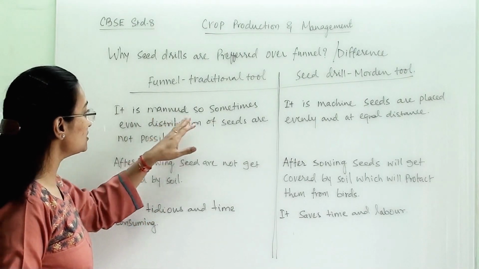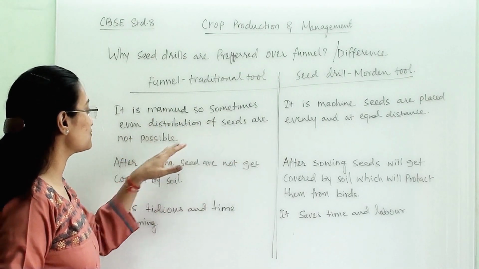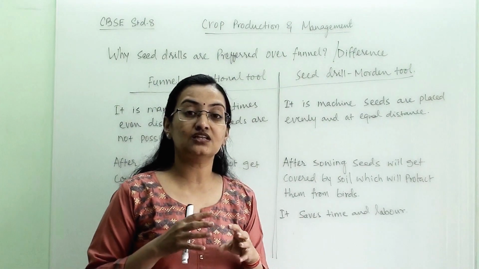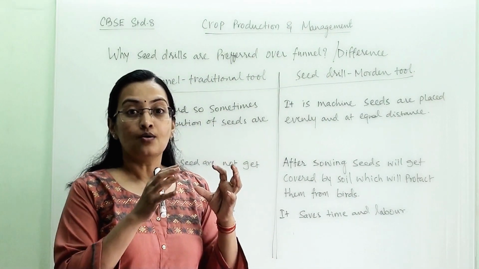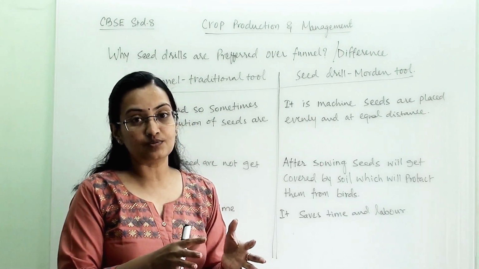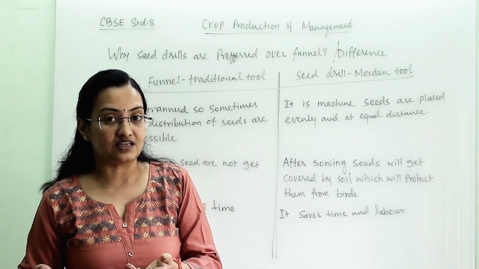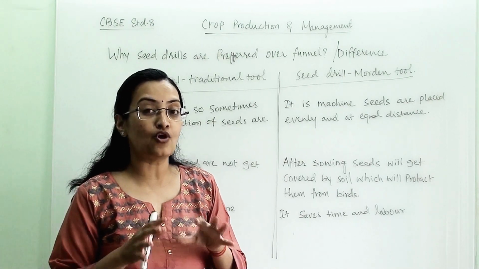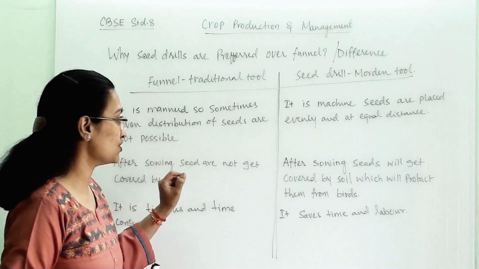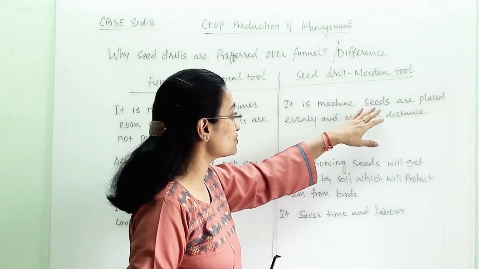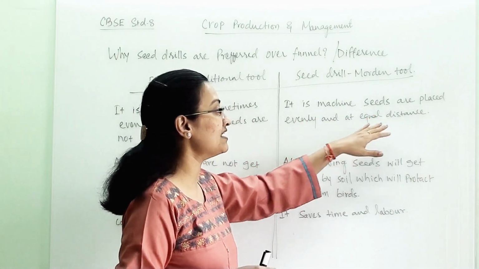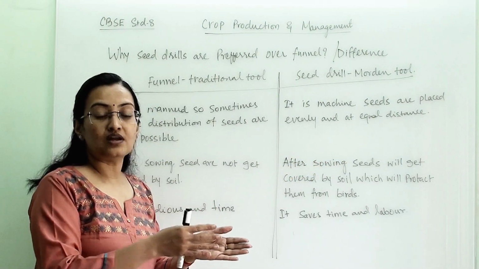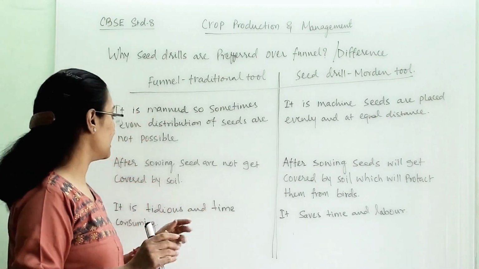It is manual, so sometimes even distribution of seeds is not possible, and this will cause a chaotic situation in cultivation. Somewhere more seeds are there, more plants will be there, and somewhere very few plants are there. So even distribution of water, even distribution of manure will not be possible in this situation. Whereas here it is a machine, so seeds are placed evenly and at an equal distance. So each and every plant will get equal amount of manure, water and fertilizer.